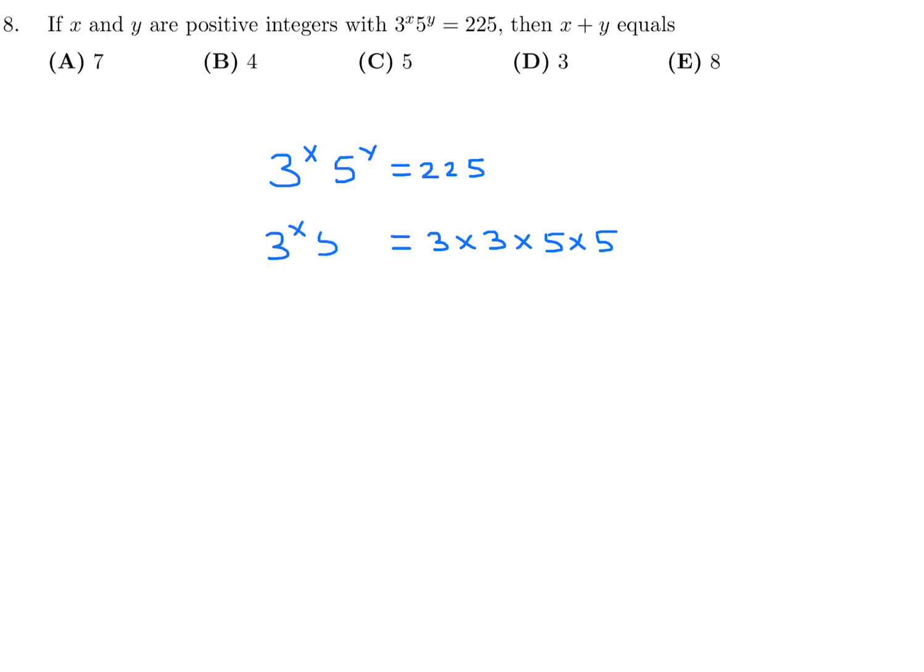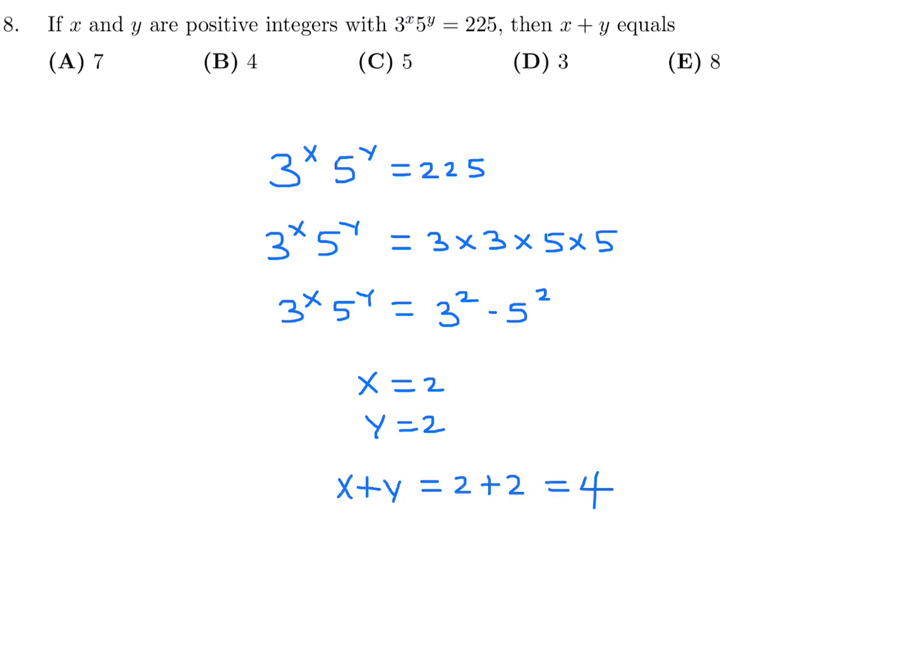So that would be, in terms of exponents, 3 to the power of 2 times 5 to the power of 2. 3 to the power of x, 5 to the power of y. Well, obviously, comparing, x is equal to 2, and y is equal to 2. So x plus y is going to be 2 plus 2, which is 4. So at number 8, the answer is B.